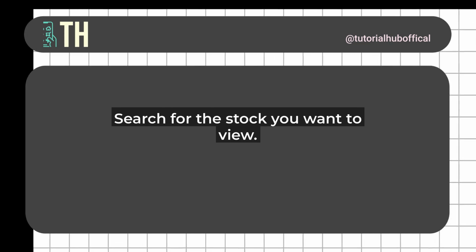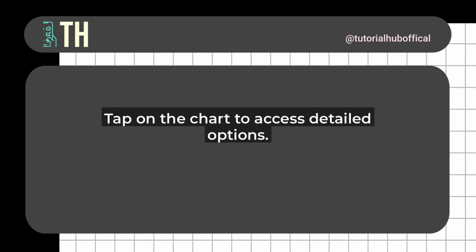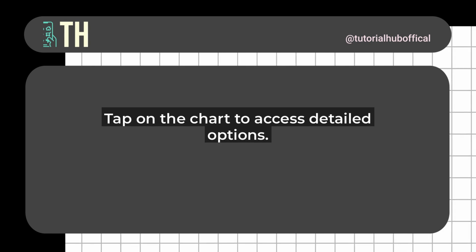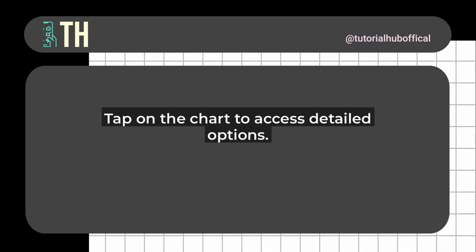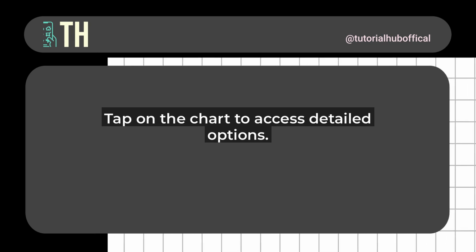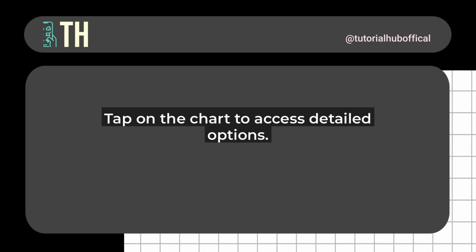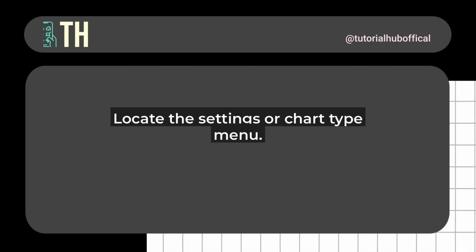First things first, make sure you have the latest version of the Robinhood app installed on your device. This ensures you have access to all the updated features. Once you're set, open the app and log in to your account. Now, navigate to the stock or market you're interested in by searching for it in the search bar at the top. Next, tap on the chart icon to bring up the detailed view.